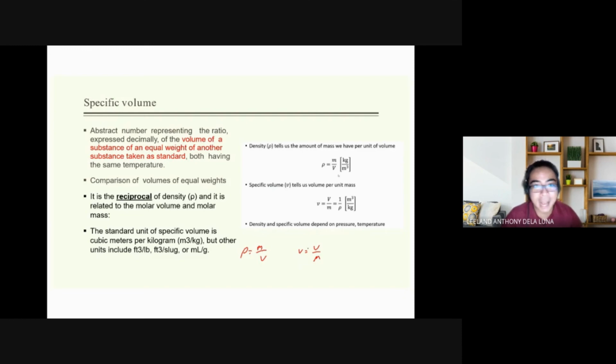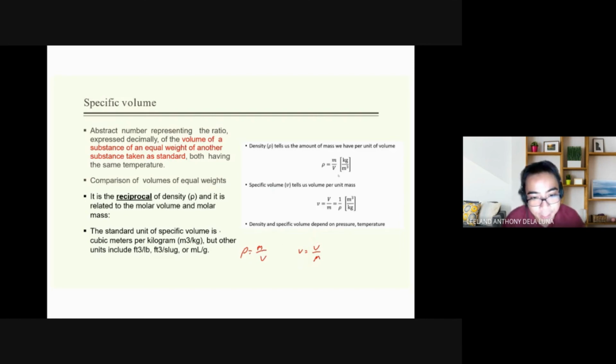So normally, class, ginagamit natin yung specific volume for gases. Okay? Usually, your comparisons between gases, wherein we try to maintain both pressure and temperature at the same time. Kailangan i-maintain. Right? Pero again, class, specific volume is just simply the reciprocal of your density, and simply computed using the volume of your substance divided by the mass.